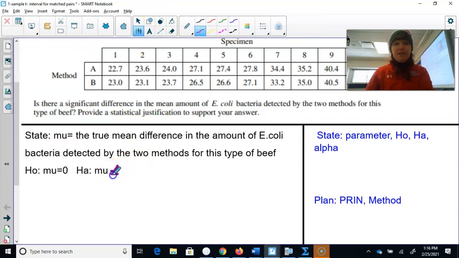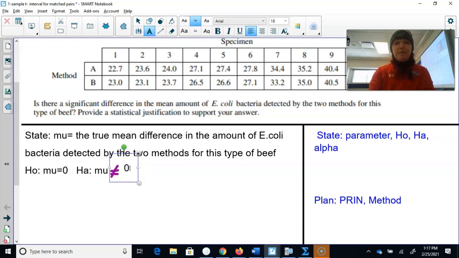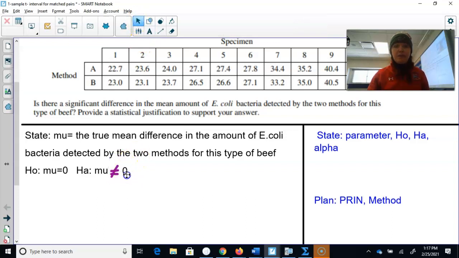I know I can type it out, I just don't like how it looks. So that means there's a difference. Okay, we're looking to see, is there a difference? Our alpha level will stick with 0.05 unless they tell you something different.